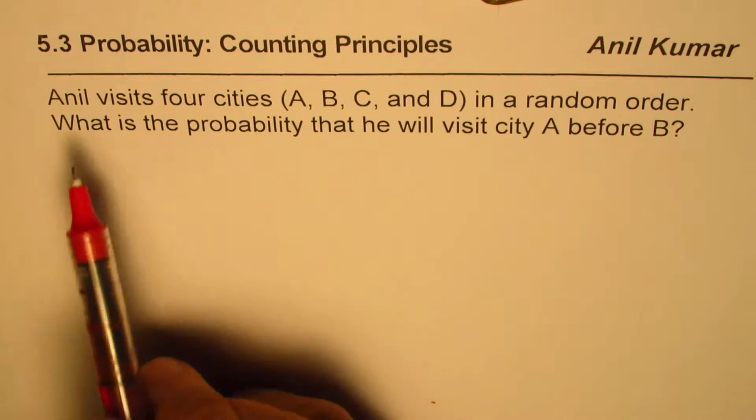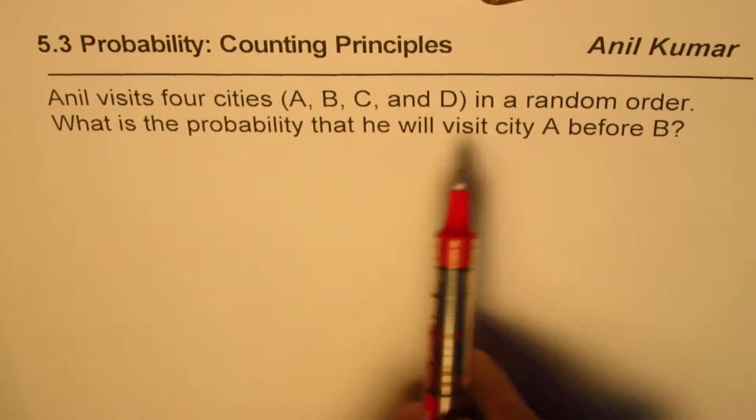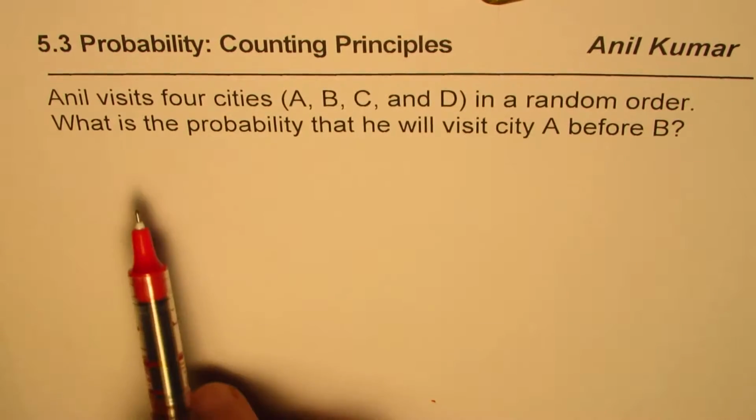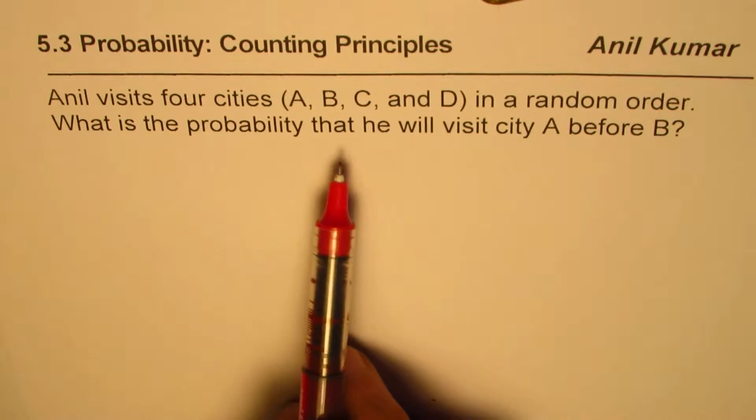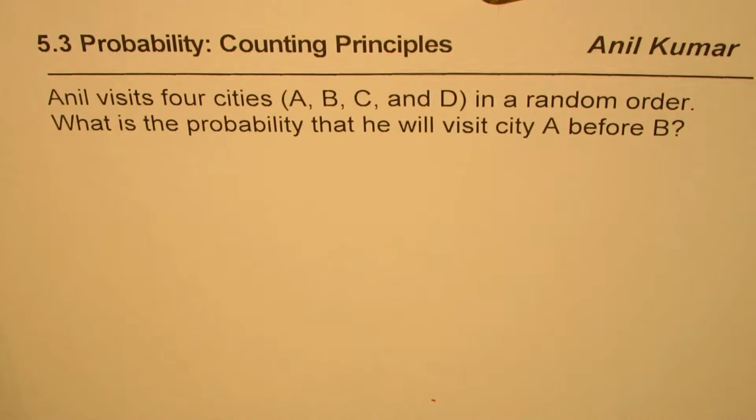The question here is, Anil visits four cities A, B, C, and D in a random order. What is the probability that he will visit city A before B? So that's the question for you. And we will see how to solve this question in two different ways.